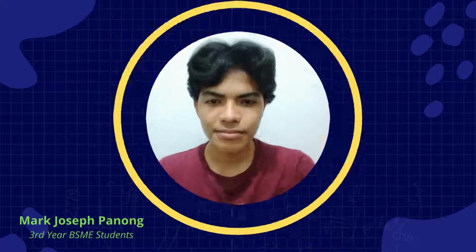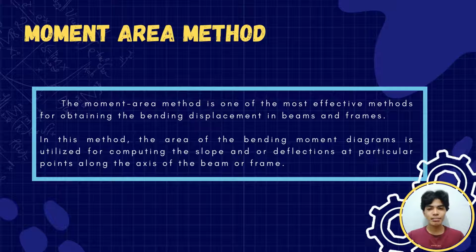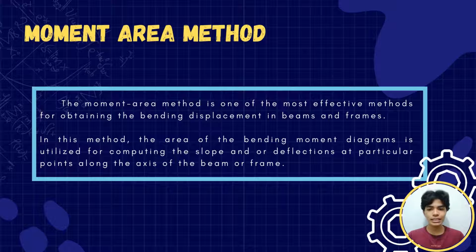We are back again with another tutorial video, but today, we are going to solve a problem with regards to the moment area theorem. But first, let us recall what it is all about. The moment area method is one of the most effective methods for obtaining the bending displacement in beams and frames. In this method, the area of the bending moment diagrams is utilized for computing the slope and/or deflection at particular points along the axis of the beam or the frame.